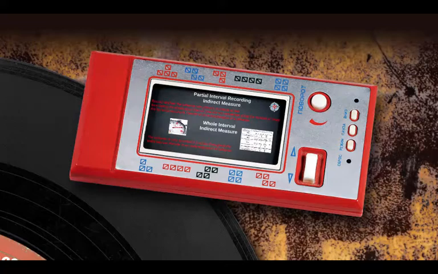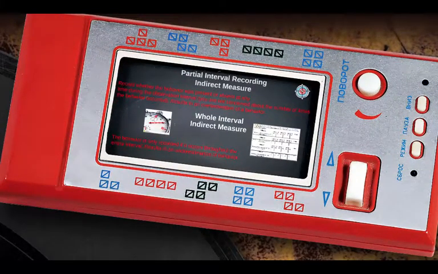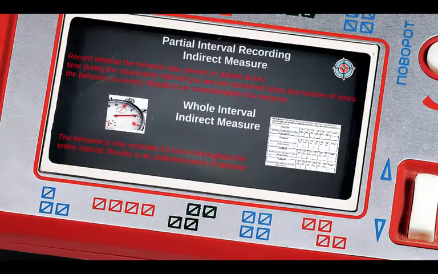What are the disadvantages? Well, an overestimation of a problem, perhaps, overestimation of a behavior. That's one of the considerations. And essentially, you're getting too much credit for something that you were supposed to be doing with respect to a behavior. Now, the companion method for recording is what's referred to as whole interval recording.